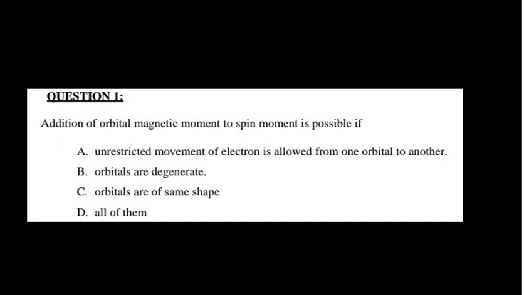So basically, if you are calculating the magnetic moment and you have the spin-only moment, that is the value which comes from mu by using the formula √(n(n+2)). So when the orbital magnetic moment will contribute and add to this value, what are the conditions required for this? You can blindly mark option D.